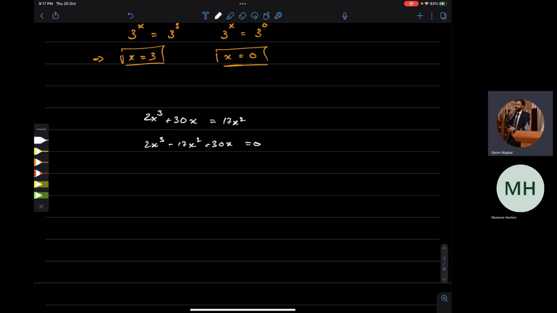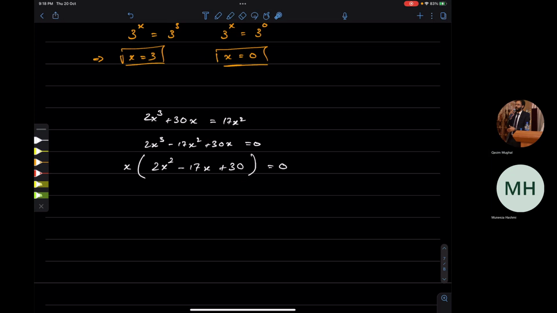So what I'm going to do is take x as common. I'll be left with 2x squared minus 17x plus 30. Now I have got a quadratic inside, isn't it? And then you'll solve it accordingly. All right, next, question 4 is the same type, exactly the same type.